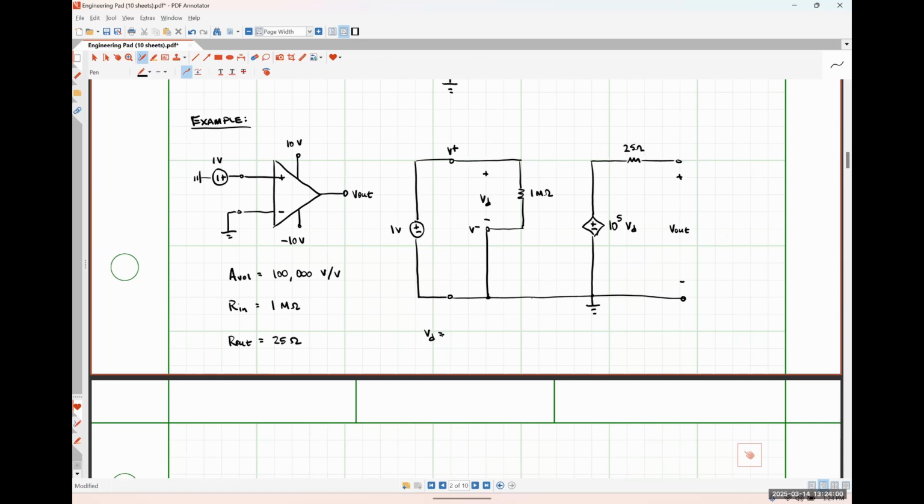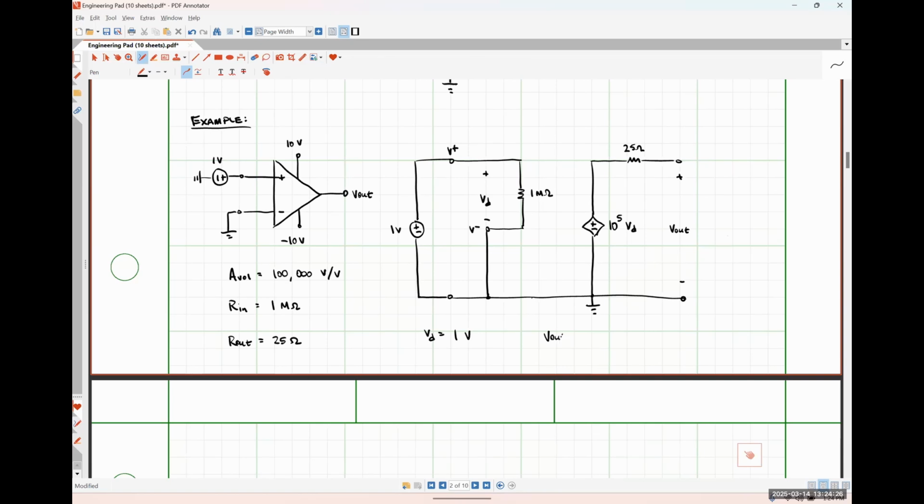So by inspection, I believe that you guys should be able to tell me what my differential voltage for this circuit is. So anybody have any thoughts on what that might be? Yes, sir. 1 volt. 1 volt, absolutely right. Since our inverting input terminal is grounded out, the voltage drop across our 1 mega ohm resistor is literally just the 1 volt that we have applied. Great job.